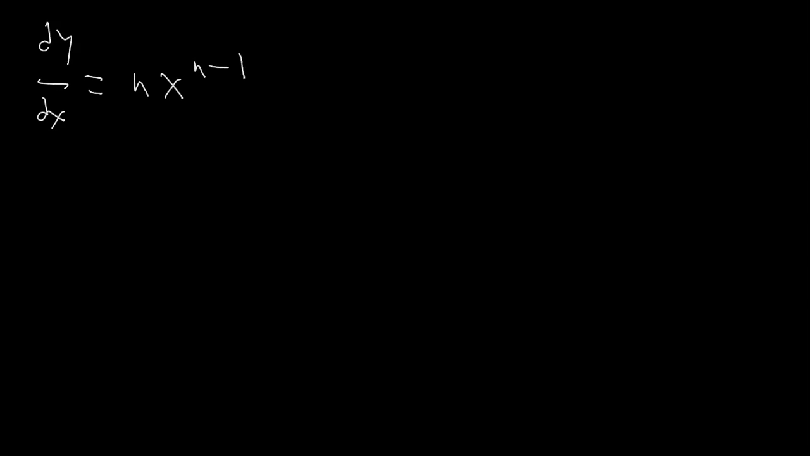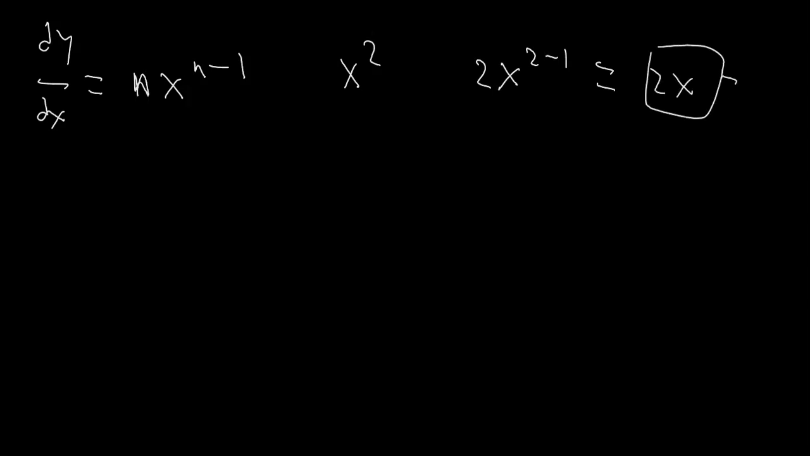Before I go more in depth on the power rule, we'll first try to prove the power rule. So let's just take some expression, x squared, right? If we apply the power rule to x squared, we'll get 2 times x to the 2 minus 1, which is equal to 2x. So this is our answer. The derivative is equal to this expression here.